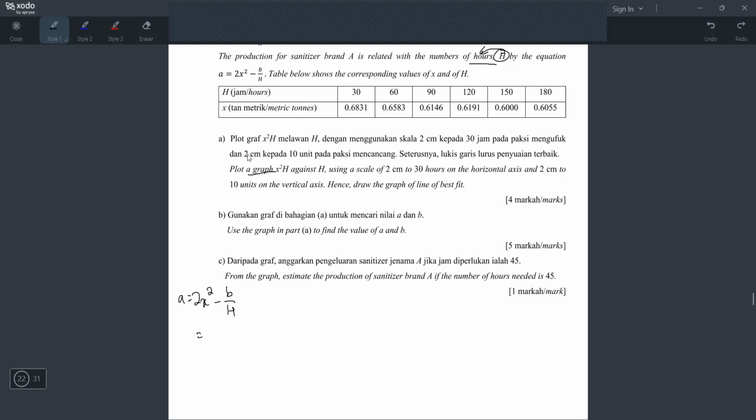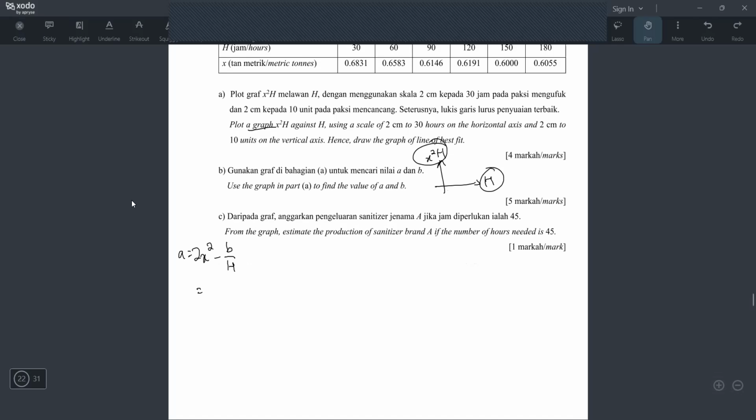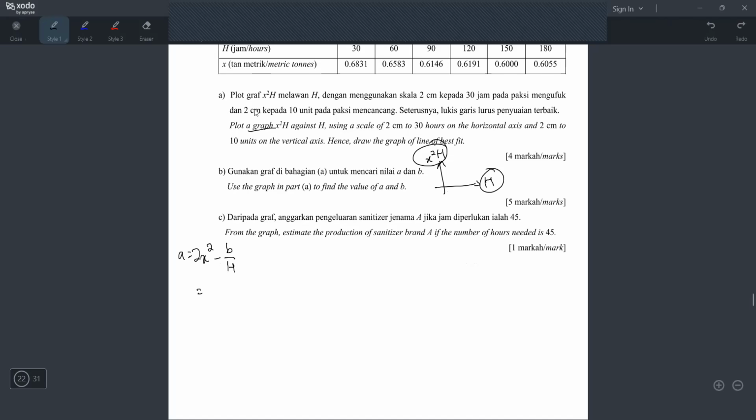Okay, you can actually copy from here. You can look at A, they say plot graph of what against what? x square h against h. It means what is your y-axis? x square h. And what is your x-axis? h. So now you know your y-axis and x-axis. But your equation now is not even equal to the y-axis. So how to make it equal?